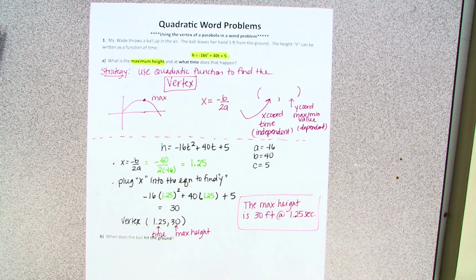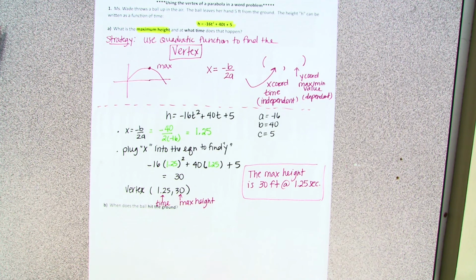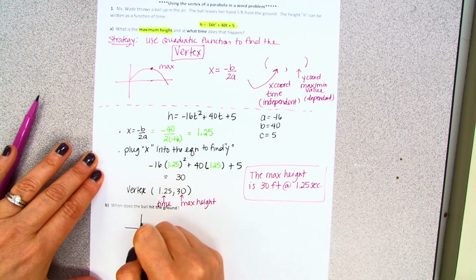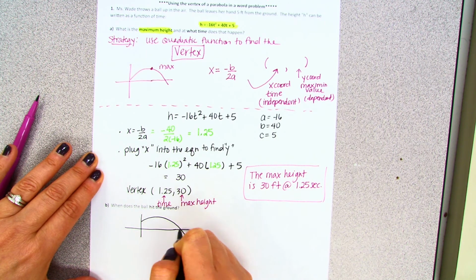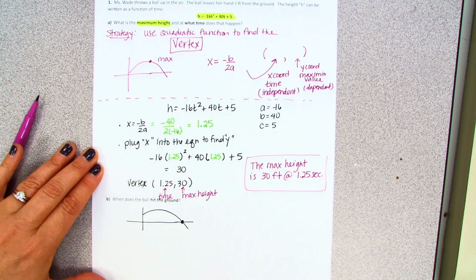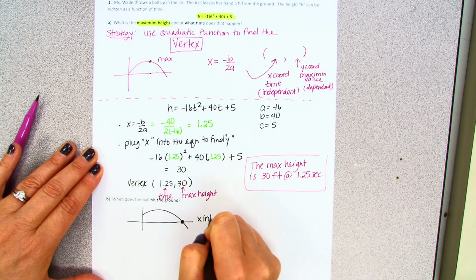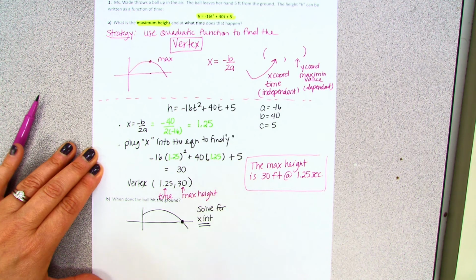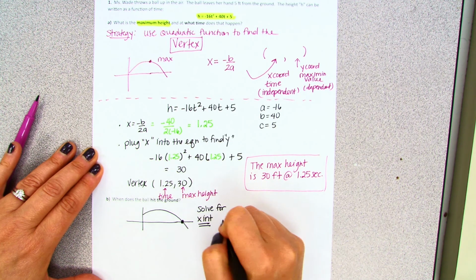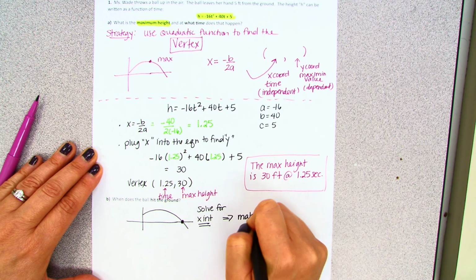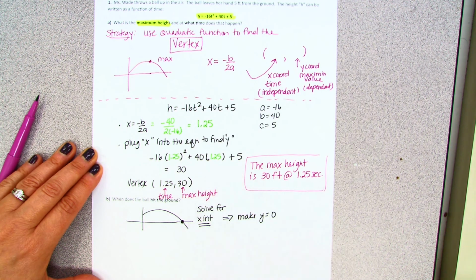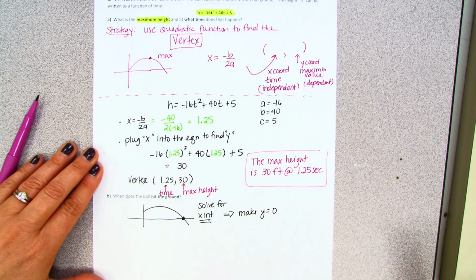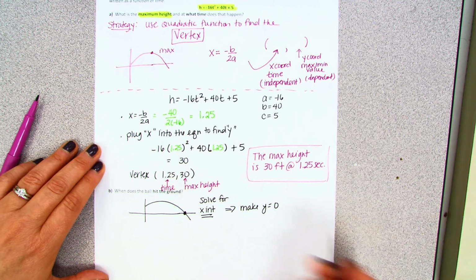The second part is when does it hit the ground? Think about it. You're throwing this ball. When it hits the ground, it's right there, right? That is your x-intercept. So you basically want to solve for the x-intercept. How do you find an x-intercept? You make y equal to 0. And y in this case is the height. So obviously if it's on the ground, it doesn't have any height. Hopefully that makes sense to you.